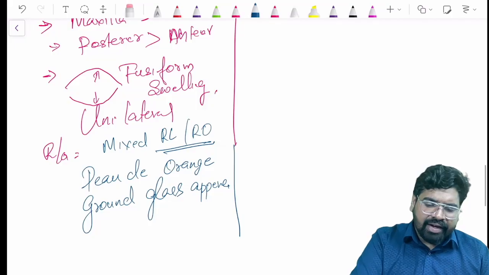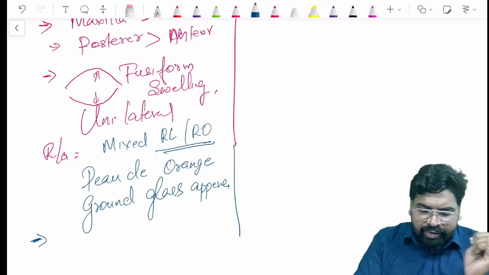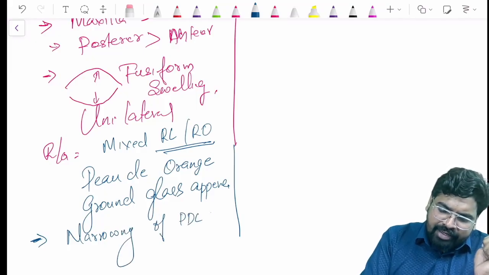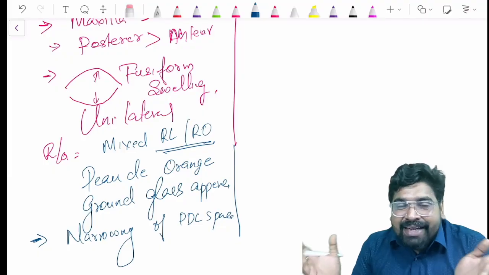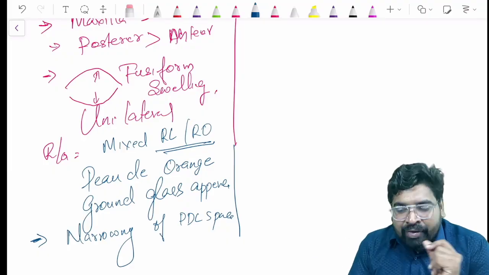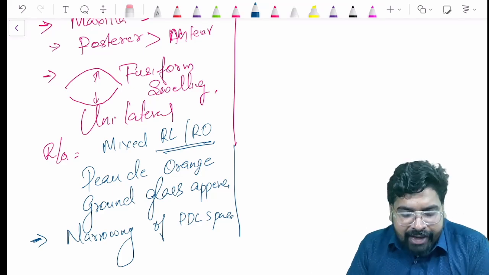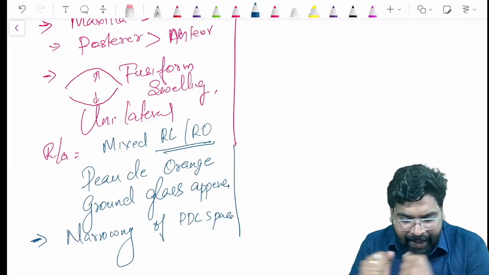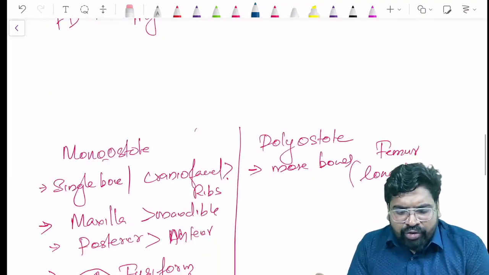What else can you see in the radiograph? In fibrous dysplasia, you can see that the periodontal ligament space is narrow. There's a narrowing of PDL space. PDL space widening is seen in osteosarcoma. PDL space narrowing is seen in fibrous dysplasia. This is how you should learn the tips. So when it comes to PDL space, what do you know? PDL space widening is seen in your osteosarcomas. PDL space narrowing is seen in your fibrous dysplasia. Okay, so all these are features you see in monoostotic fibrous dysplasia.